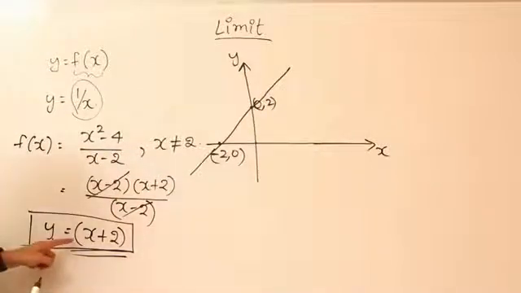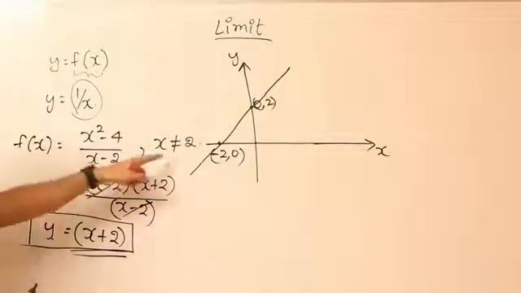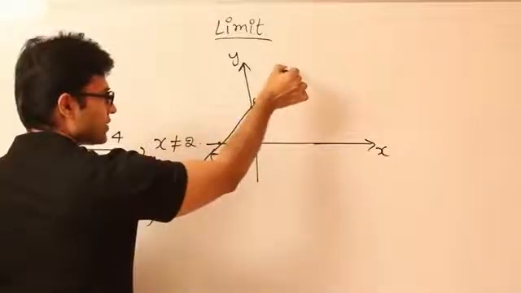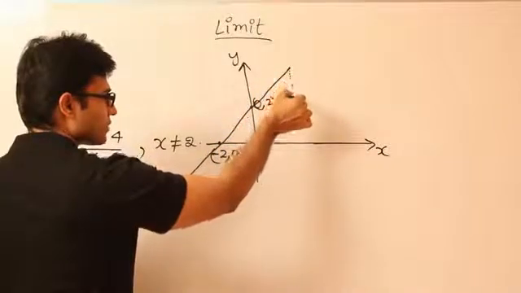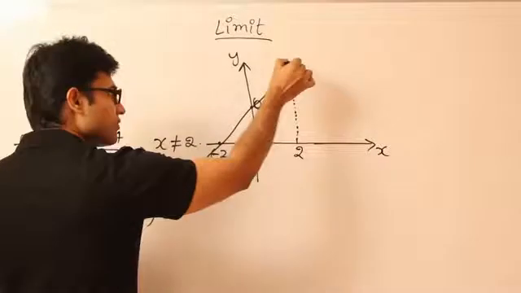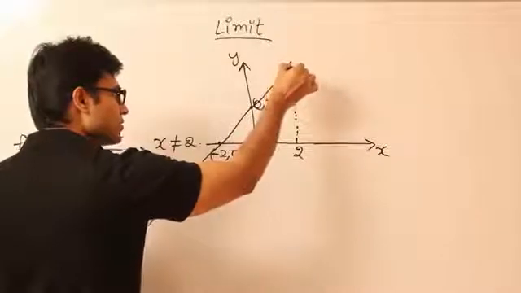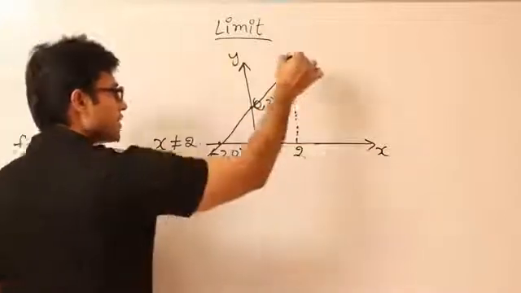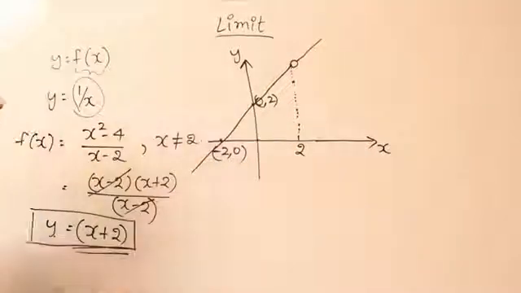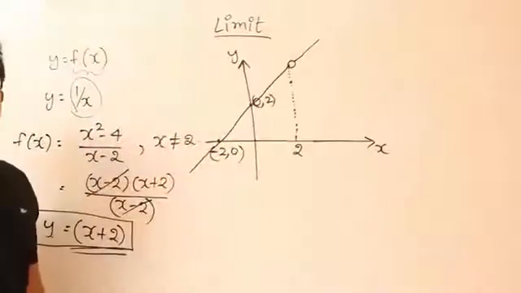Now how does this function behave at 2? At 2 it is not defined, isn't it? Therefore at the value 2, let's say at x equals 2, at this value it is not defined, so I am just putting a circle. A circle means it is not defined at that point, it is hollow there, which means we are not talking about its value there.